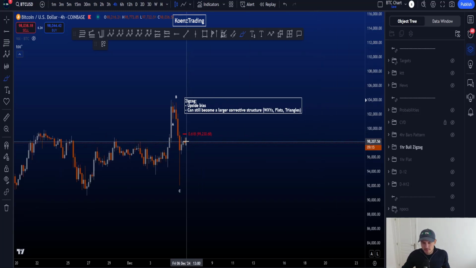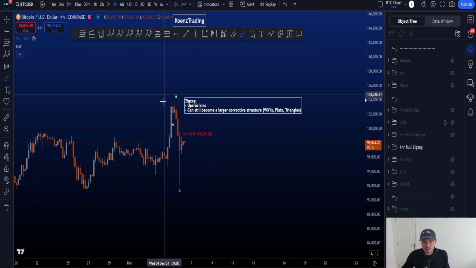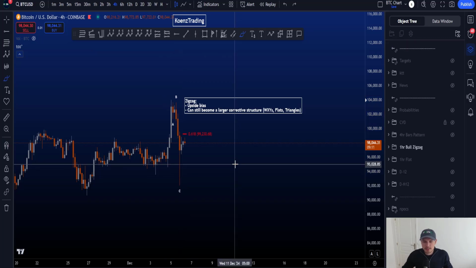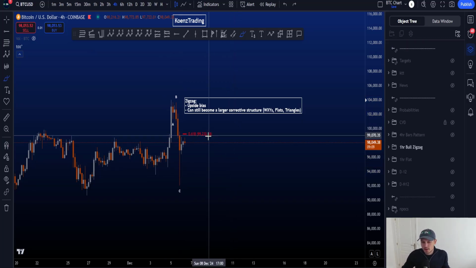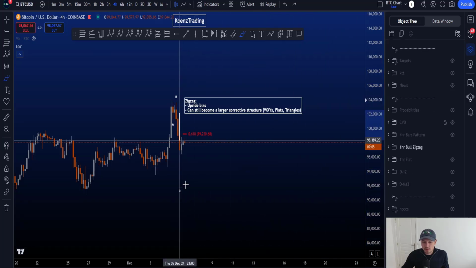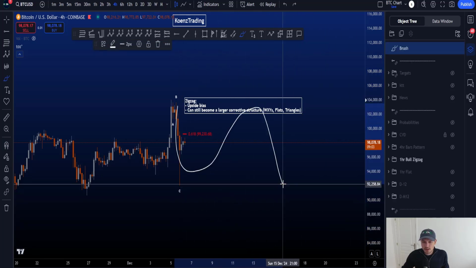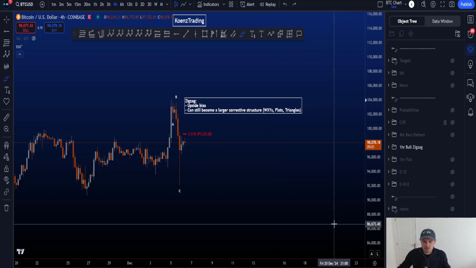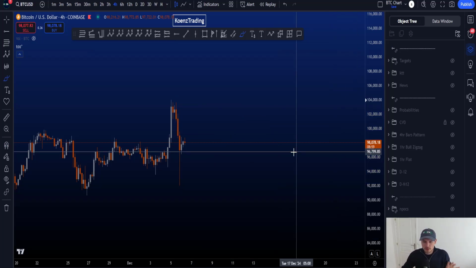Because if price does touch the 0.618 and this turns into an ABC, we have to be aware of other corrective structures like a flat, like a triangle, like a double zigzag, or even like a sideways structure, right? So in other words, a continuation of the range.